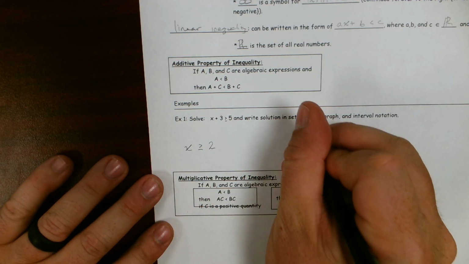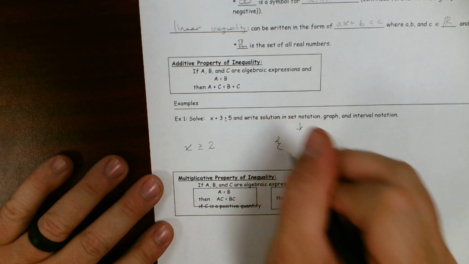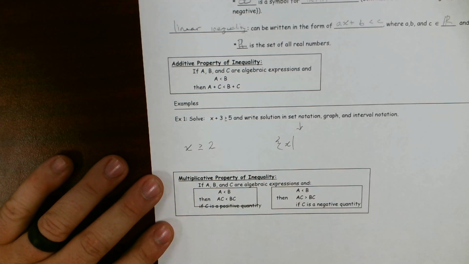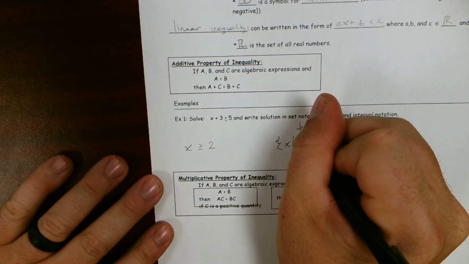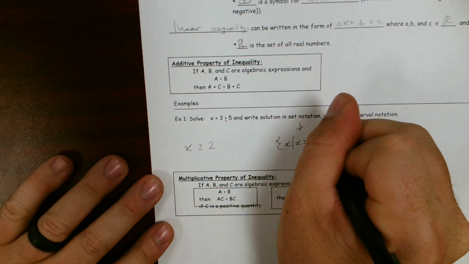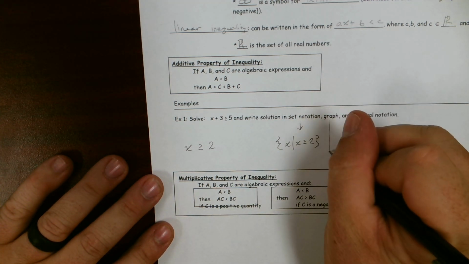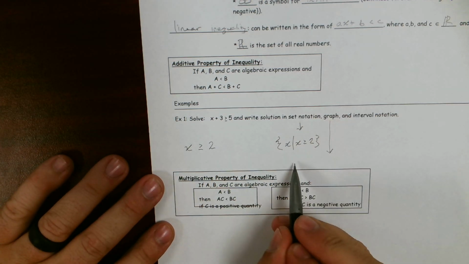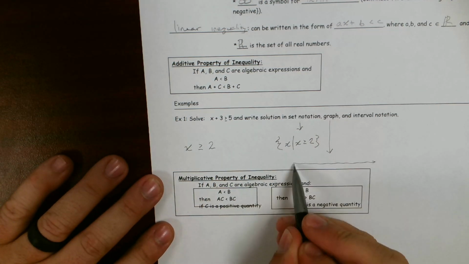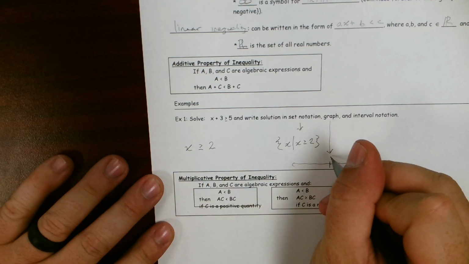So in set notation, our answer is x such that all x's have to be greater than or equal to 2. If we wanted to do it on a number line graph, I'll do it down here. Draw a number line, put our number 2.